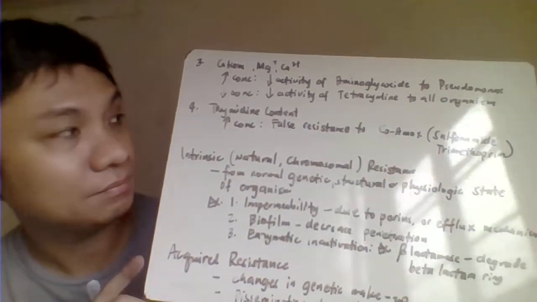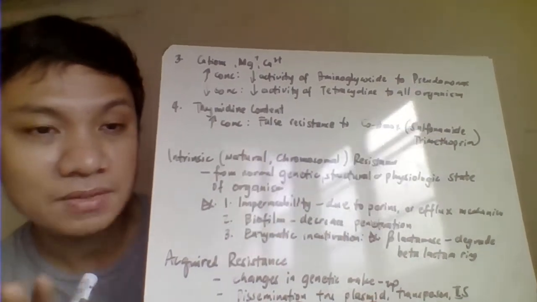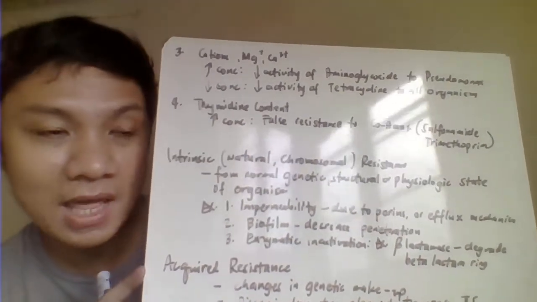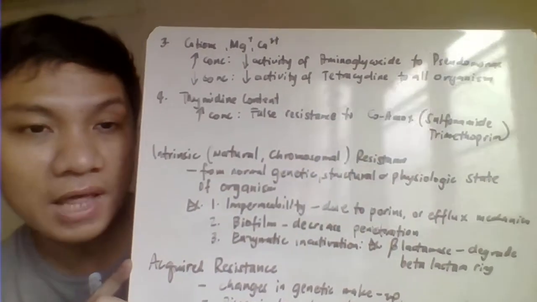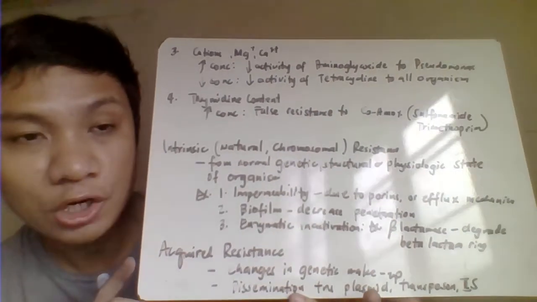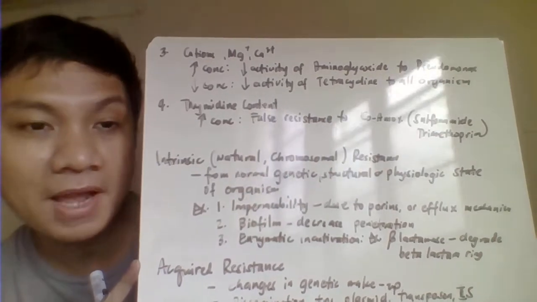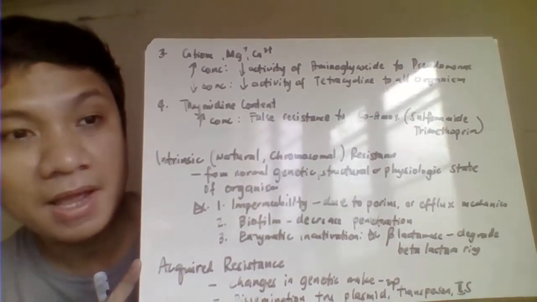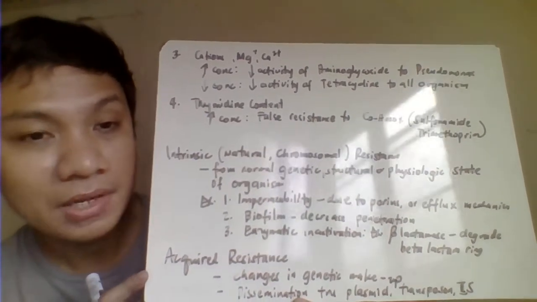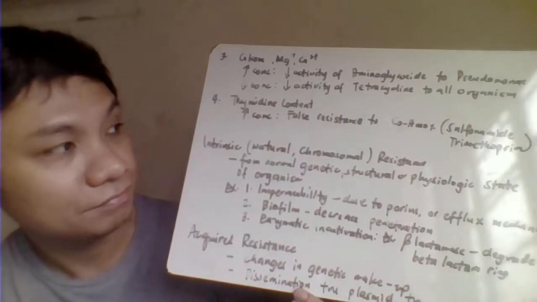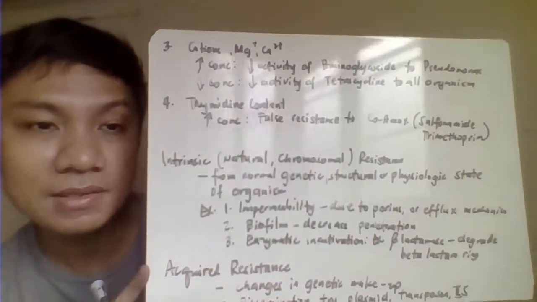Then we have here the thymidine content. Normally dapat minimal or small concentration lang ni thymidine. But if your culture media, for example, would have a high concentration of thymidine, it would render your cotrimoxazole, or the combination of your sulfonamide and trimethoprim, ineffective. That's false resistance.